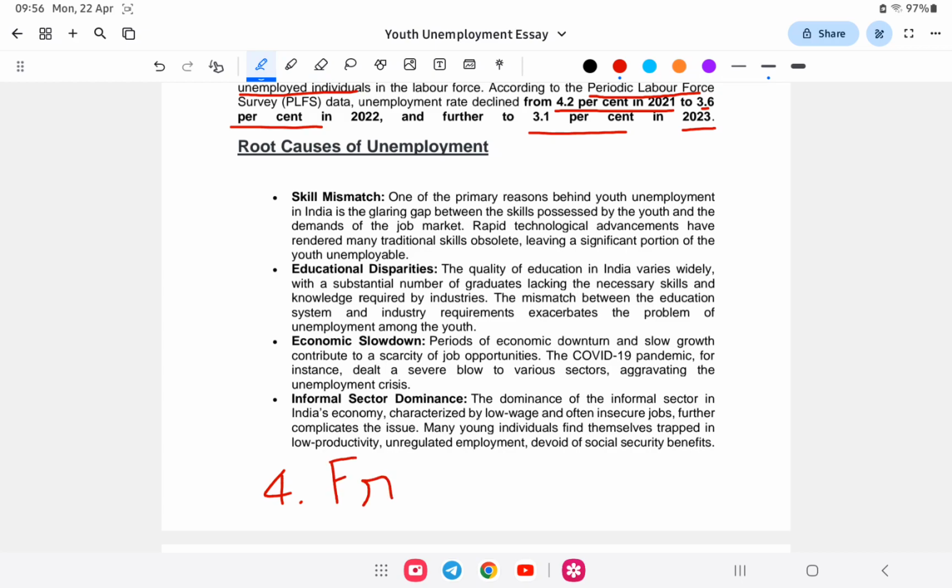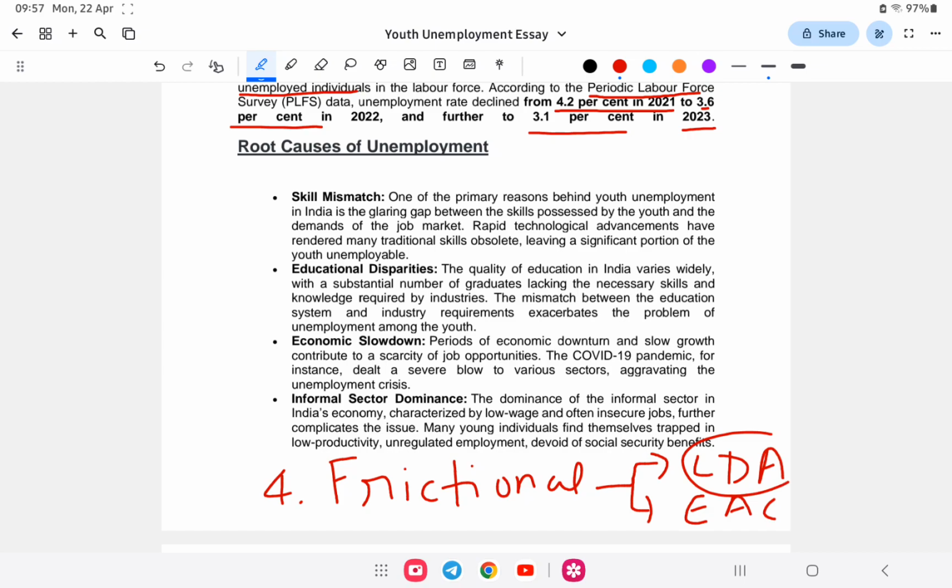Frictional unemployment. For example, suppose you are doing an LDA job, and you are preparing for an exam like the NPSC exam. You leave the small job to take a bigger job. So in between, you are unemployed for that time period. This is called frictional unemployment.